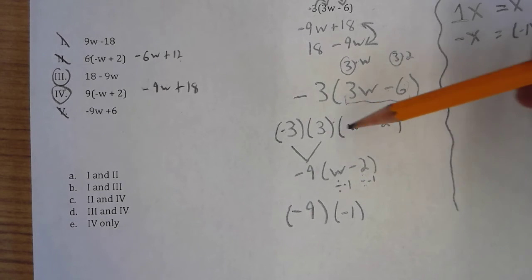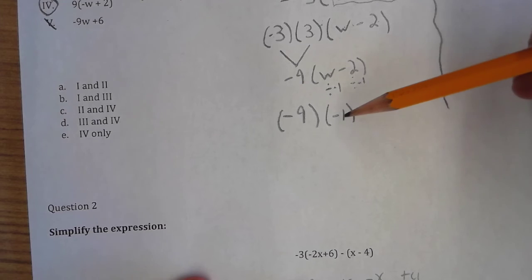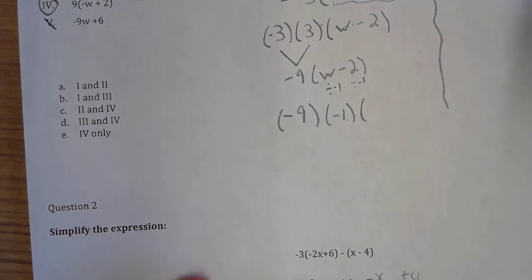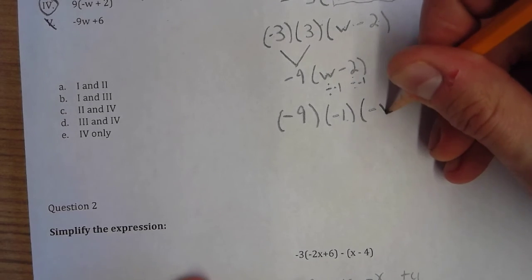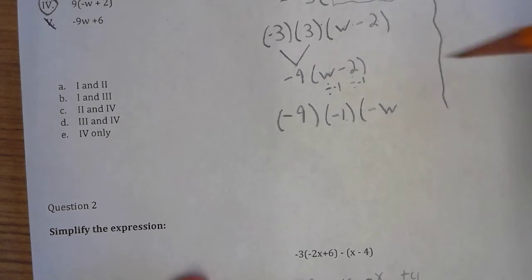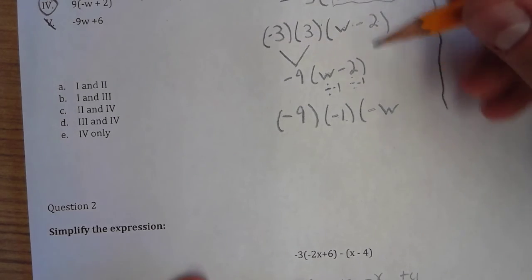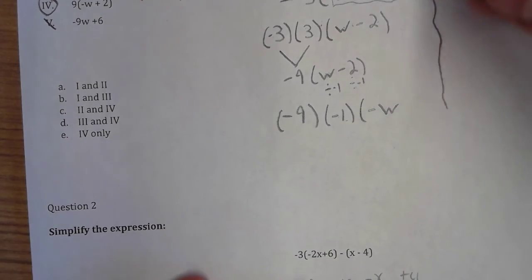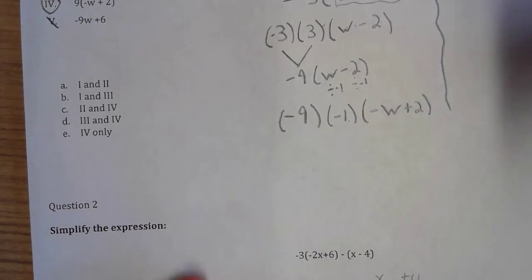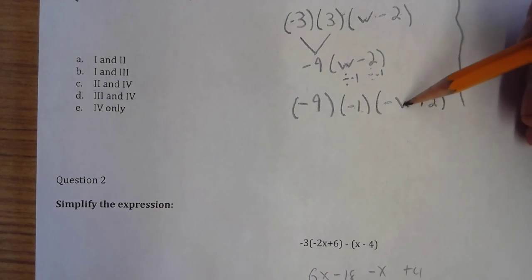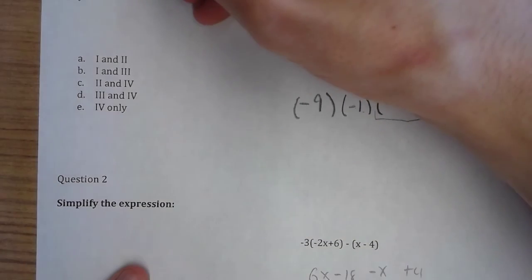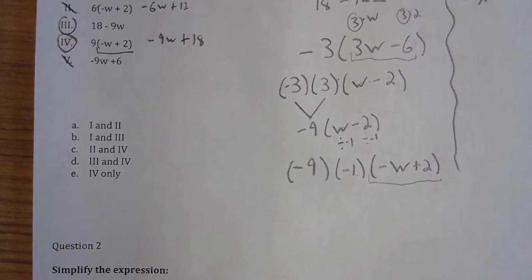So now I'm dividing by 3 here. Now I'm going to be dividing by negative 1 here. So if I have a w divided by negative 1, I am left with a negative w, right? A positive divided by a negative is going to get me a negative. So now I have a negative 2 divided by negative 1. A negative divided by a negative is going to be a positive 2. So now this inside the parentheses matches this number 4 here.